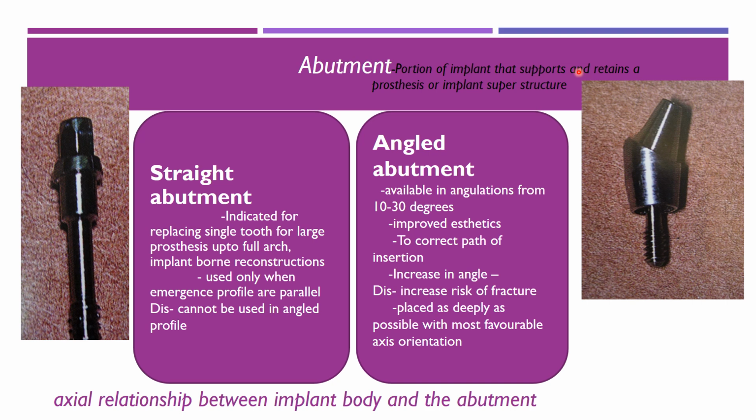So there are different types of abutments. There are different types according to the shape. We can have straight abutment and angled abutment. So what do you mean by straight abutment? You can see in the picture that it will be straight, and this will be indicated for replacing a single tooth and for large prostheses up to full arch implant bone reconstructions. So this can be used for replacing a single tooth as well as for the large prostheses up to full arch. Implant bone reconstruction is only when emergence profiles are parallel. So if the emergence profile is parallel, you can go for the straight abutment.